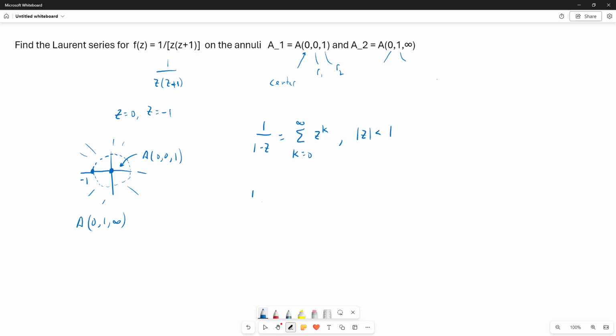Our function, 1/(z(z+1)), we can write as 1/z times 1/(1+z). Now we want this to look like the geometric series, so we'll make the plus into a double negative: 1/z times 1/(1 - (-z)). Now we can make a Laurent series for this function, which is valid as long as the modulus of -z is less than 1. And the modulus of -z is, of course, the same as the modulus of z.